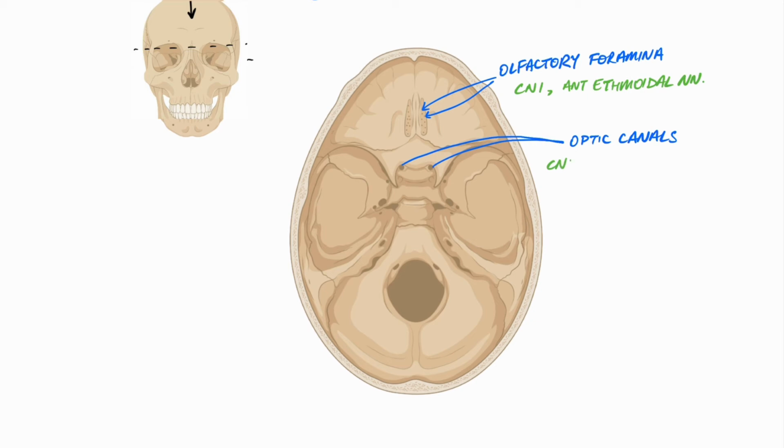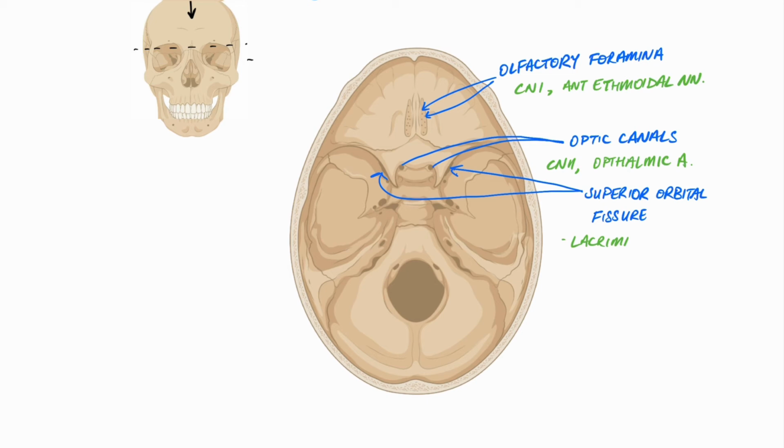And so in the name, the olfactory foramina, they will transmit cranial nerve 1, the olfactory nerve, specifically the filaments of which as they enter the brain, and also the anterior ethmoidal nerves. Then also in the lesser wing of the sphenoid, we can see the optic canals, and that will transmit cranial nerve 2, the optic nerve, and also the ophthalmic artery. Now, the cleft between the lesser and the greater wings of the sphenoid is called the superior orbital fissure.